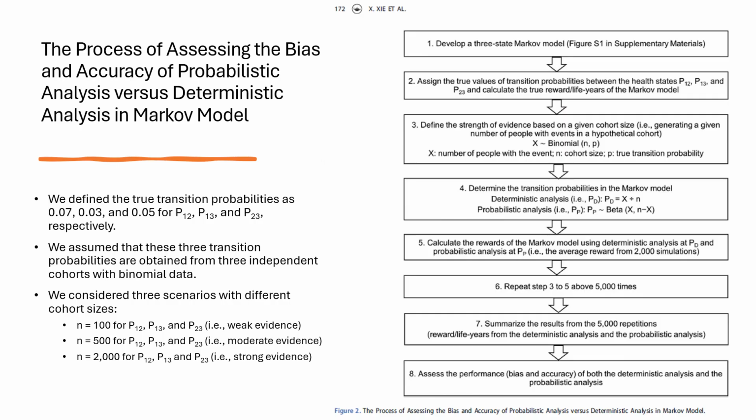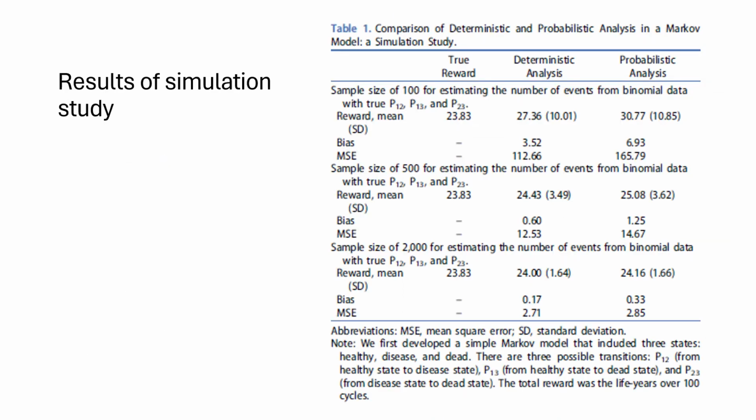This slide shows the process of assessing the bias and accuracy of probabilistic analysis versus deterministic analysis in a Markov model in this simulation study. We considered 3 scenarios with different cohort sizes, n equals 100 as weak evidence, n equals 500 as moderate evidence, and n equals 2000 as strong evidence. Results of this simulation study were presented in this table.